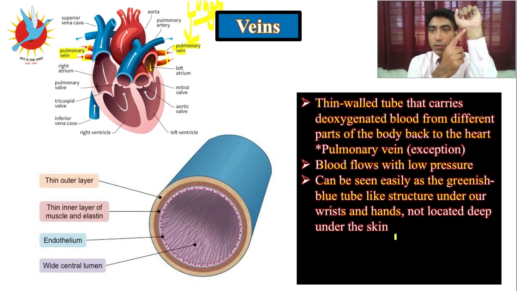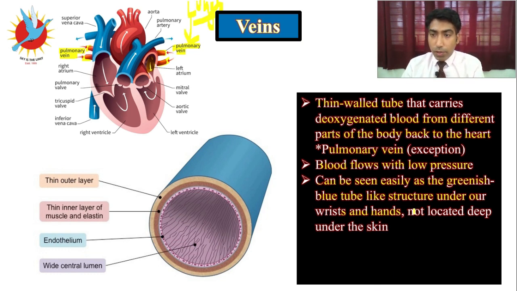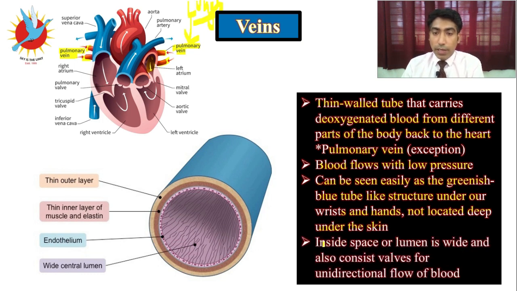These are the bluish or greenish structures that can be easily seen under our wrist. They are not located deep inside under the skin, so they can be easily traced. Last point, the inside space or lumen is wide. Why is the lumen very wide here? Because the veins have very thin walls.